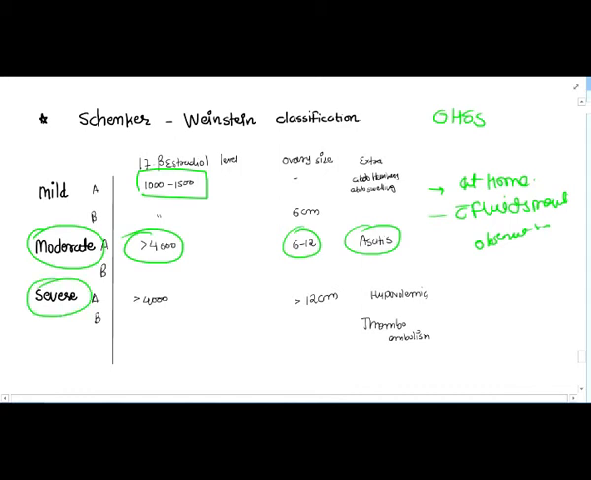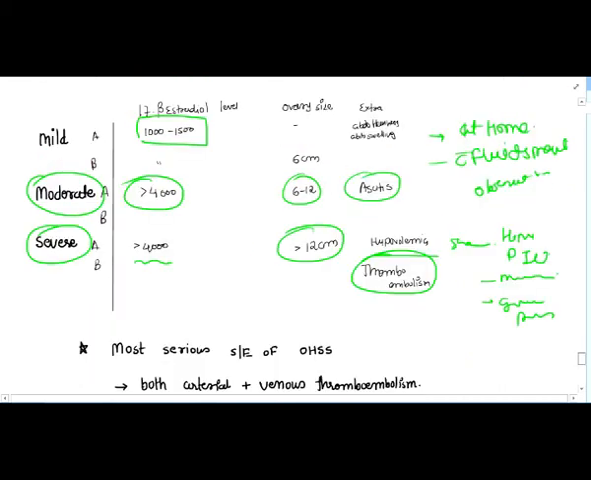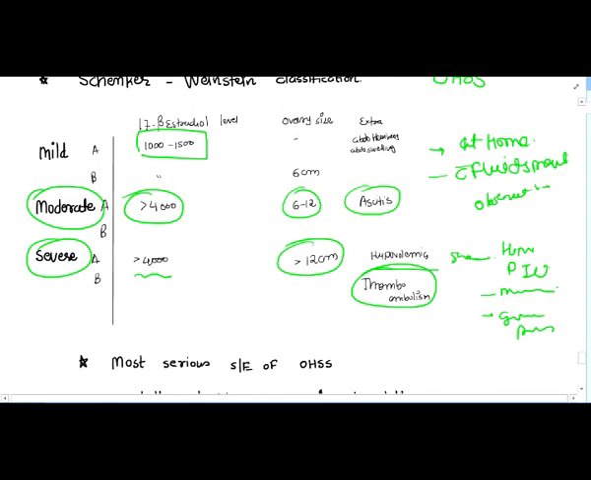In severe OHSS, there is more than 4000 level of 17 beta estradiol. The ovaries will be more than 12 centimeters in size. There will be hypovolemia and shock. There is a very severe complication of OHSS, that is thromboembolism. We have to hospitalize, put the patient into ICU, monitor all the vitals, give fluids and plasma expanders, and prevent thromboembolism with heparin.